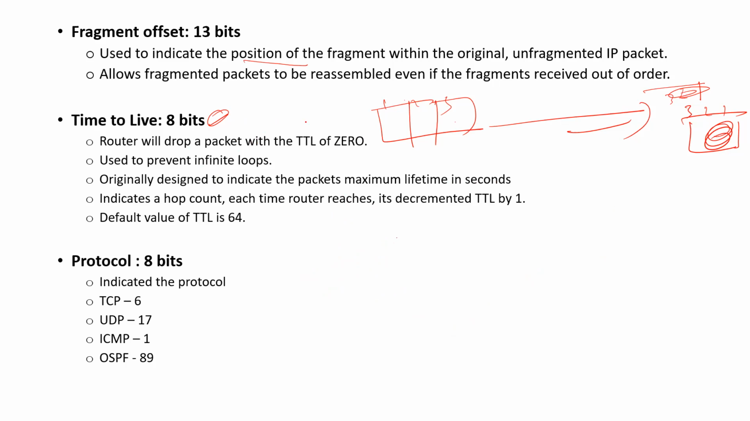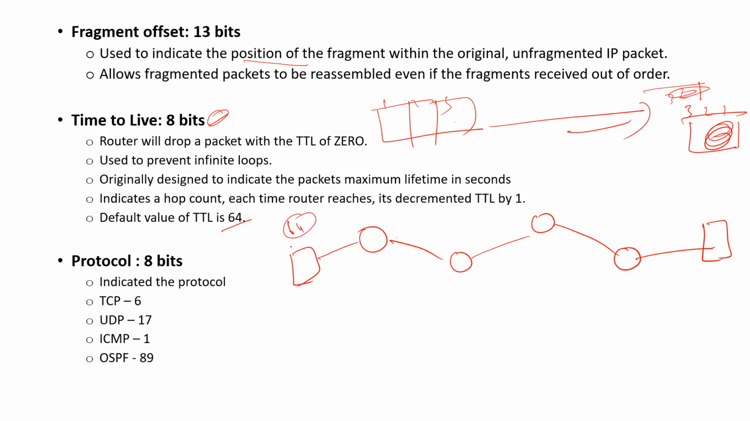TTL is nothing. Let me go to this theory. TTL is nothing but, suppose you have the source and you have the destination. If you want to reach between this source and destination, there will be many routers. So it has to go here and reach this one. By default, the TTL value is 64. If your packet wants to reach till here, 64.